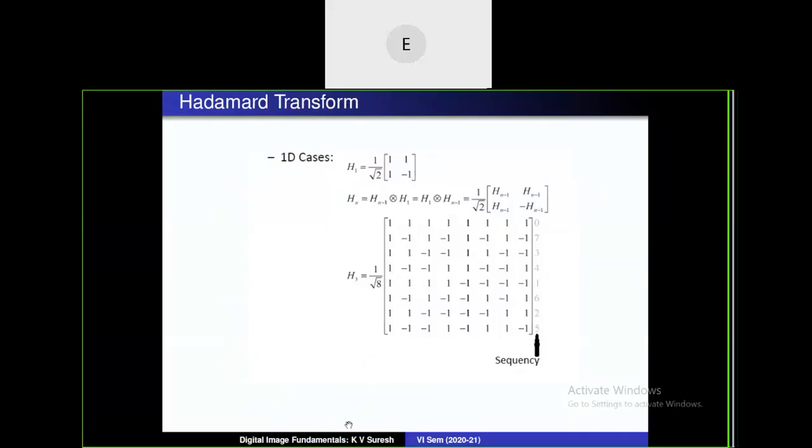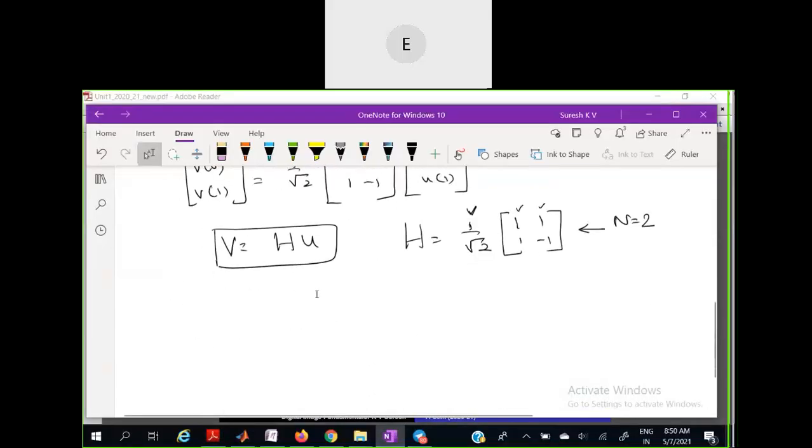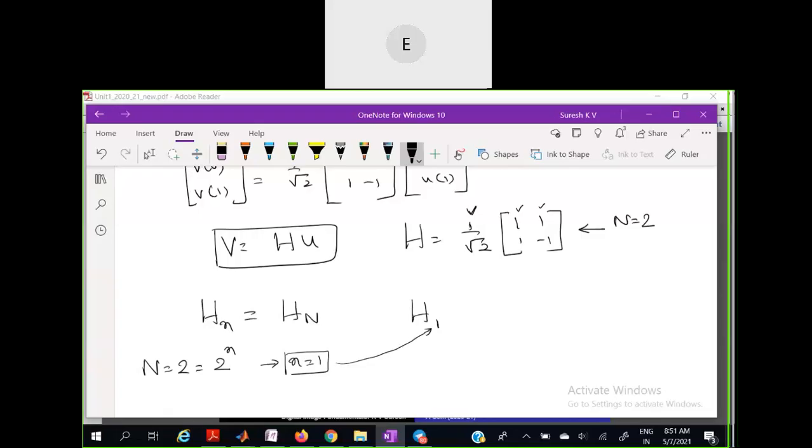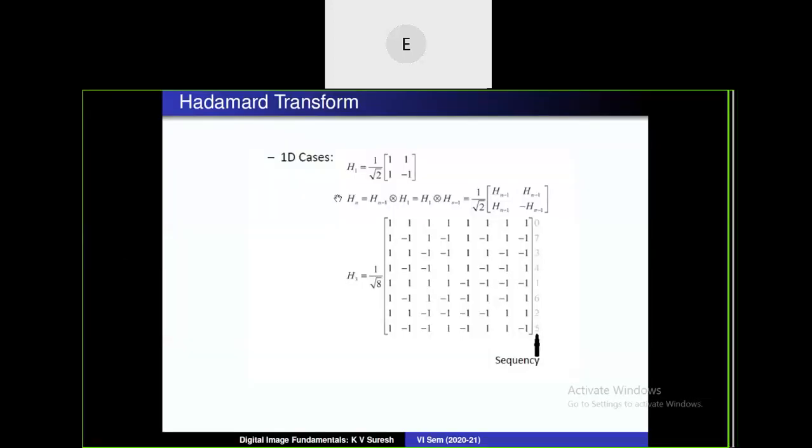See, H1 means, I think you should know that notation, because sometimes it would be confusing. Either you can represent it as H small n, or you will represent it as H capital N. So capital N, if it is 2, actually it is written as 2 to the power of n, which means for this case small n is equal to 1. So if I write H1, it means that small n is equal to 1, which means that capital N is equal to 2. That is how you have to understand. Be very careful. This is the starting point.